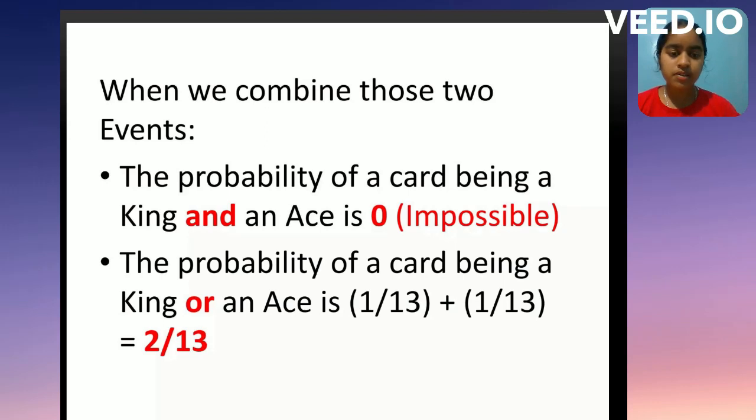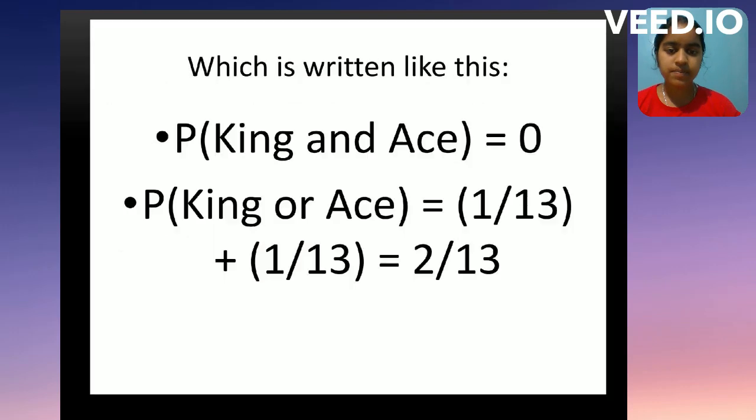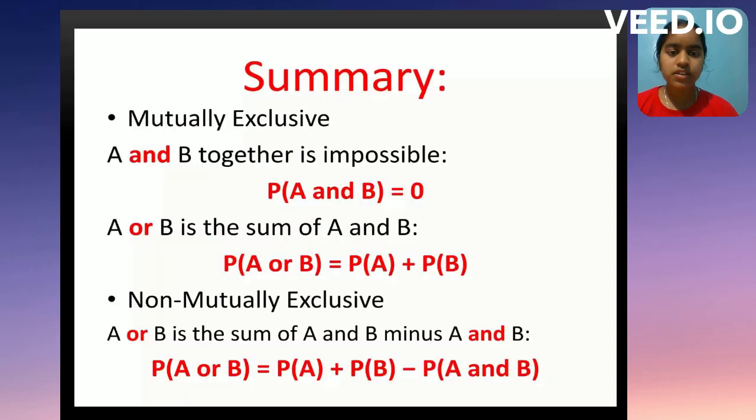The probability of a card being a king or ace is 1 by 13 plus 1 by 13, which is equal to 2 by 13. It is written like this: P of king and ace is equal to 0. P of king or ace is equal to 1 by 13 plus 1 by 13, which is equal to 2 by 13. Summary: for mutually exclusive events, A and B together is impossible.